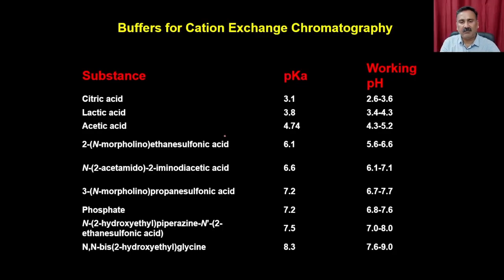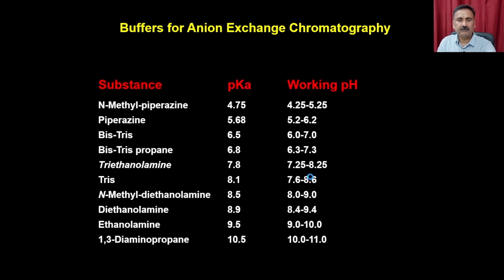So these are some of the buffers you can use, and you can choose the buffers based on the working concentration. What is meant by the working concentration is that it is always going to be plus or minus one from the pK values. For example, in this case, it is 3.1, so it is going to be from 2.6 to 3.6, which means 0.5 on this side and 0.5 on this side. Okay. Similarly, this side also. So depending on what buffer range you are working in, you can choose these buffers and work. So these are the buffers for the anion exchange chromatography.